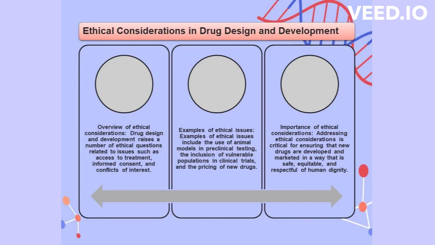of ethical questions related to issues such as access to treatment, informed consent, and conflicts of interest. Examples of ethical issues include the use of animal models in preclinical testing, the inclusion of vulnerable populations in clinical trials, and the pricing of new drugs. Addressing ethical considerations is critical for ensuring that new drugs are developed and marketed in a way that is safe, equitable, and respectful of human dignity.